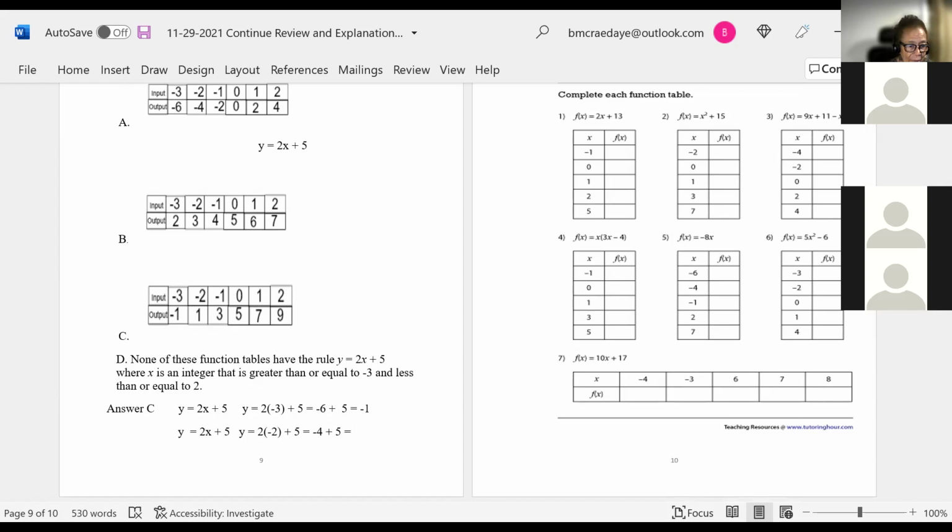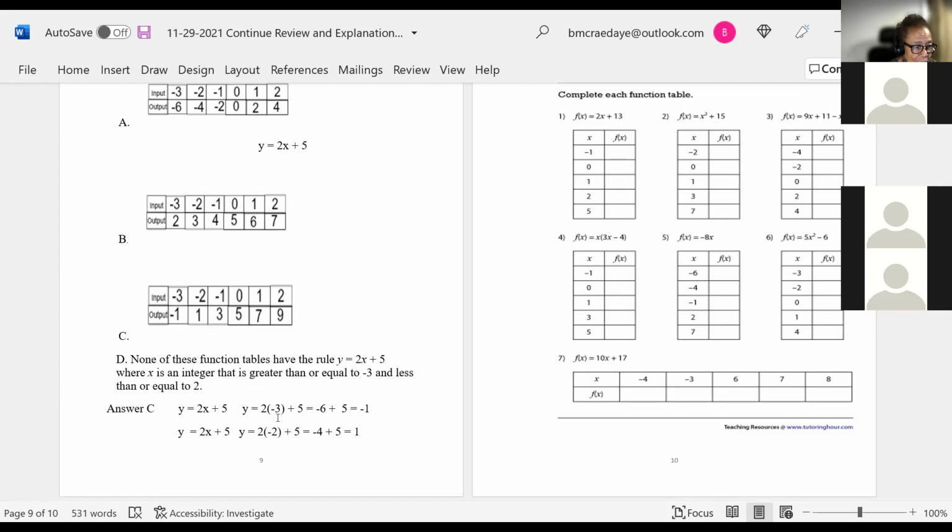It's 1. That's right, it's a plus 1. Now, what do you see in the table? When it's a negative 2 input, you get a 1 output. So you see that matches, right? Yeah.